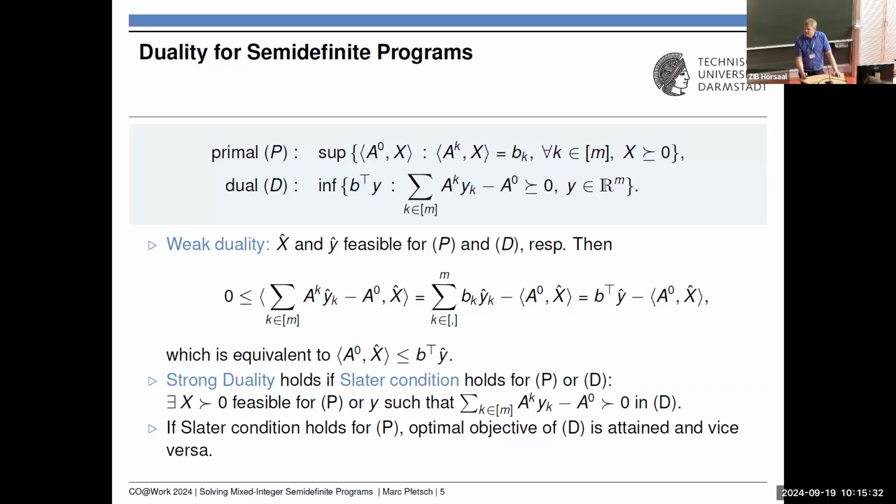Yes. Well, it's a sufficient condition. So there might be cases where it's not characterizing that this is the case, but if it holds for both, then we are sure that strong duality holds.